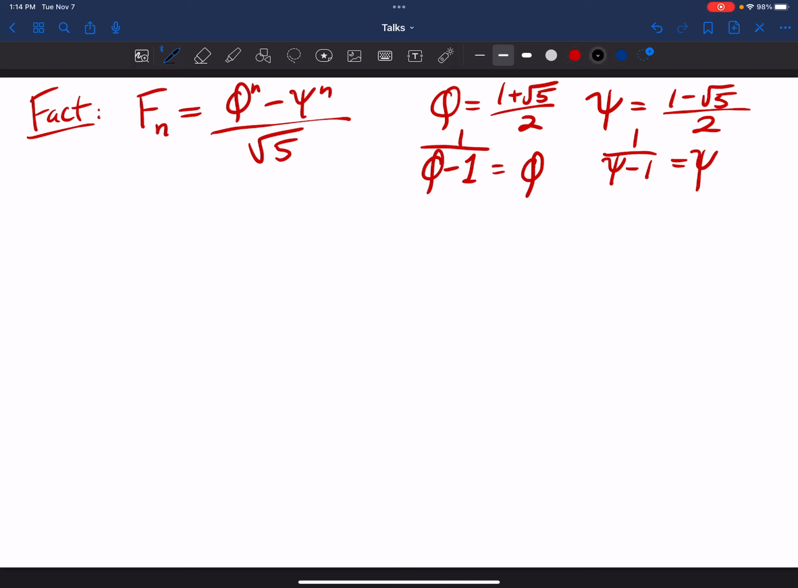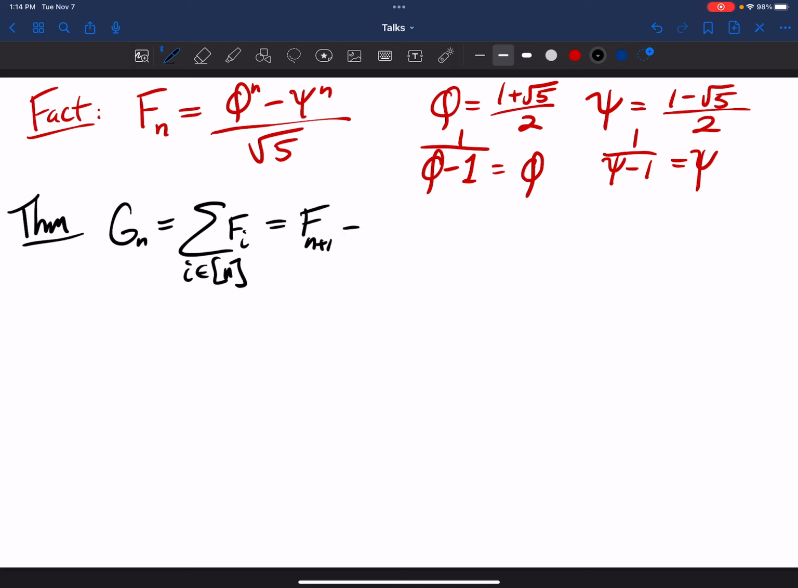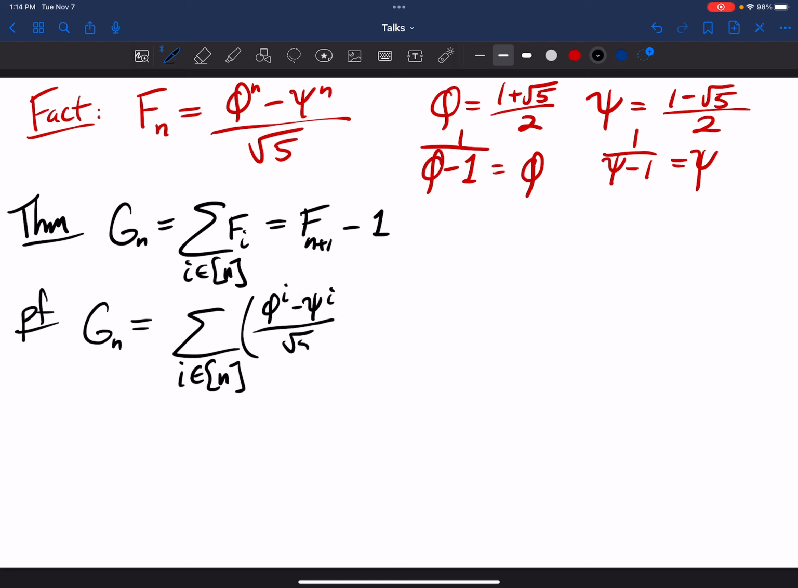So now I'm going to reprove our same theorem, which was that this new sequence g_n, which is the sum of the first n Fibonacci numbers, is equal to f_{n+1} minus 1. Okay, so the proof goes like this. I have g of n, and it's equal to the sum of the Fibonacci numbers, and I'm going to plug in the closed form for the sum. And at first, this is going to look like a mess. It's going to look terrifying. At least I think it should. So this is phi to the i minus psi to the i over square root of 5.